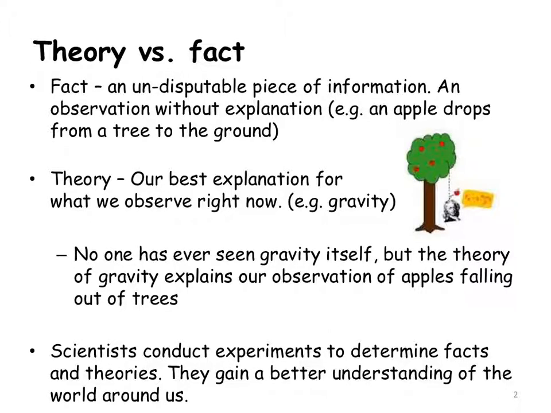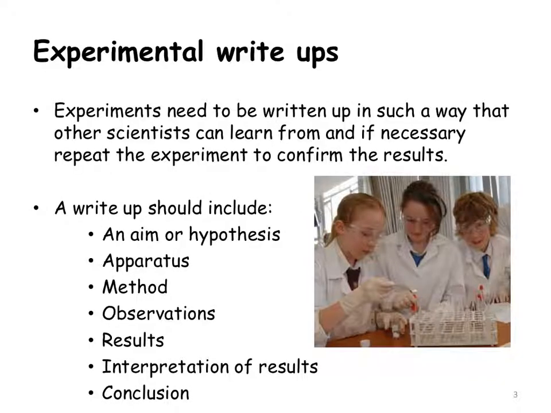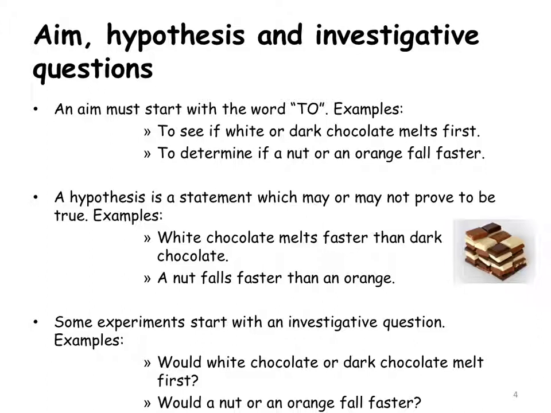How do they write that up? So, the first thing, every experimental write-up should have an aim, a method, apparatus, observations, results, interpretation of results, and conclusions. So, how do you do an aim? An aim must always start with the word to. Examples of aims are to see if white or dark chocolate melts first, or to determine if a nut or an orange falls faster. What is the difference between an aim and a hypothesis?